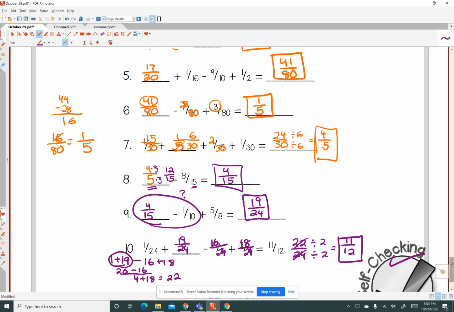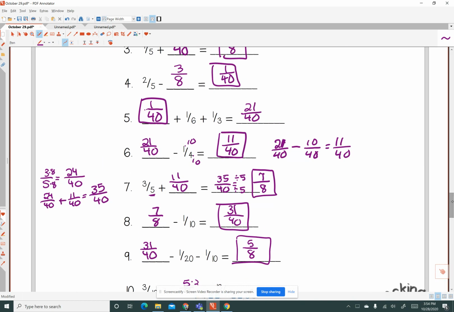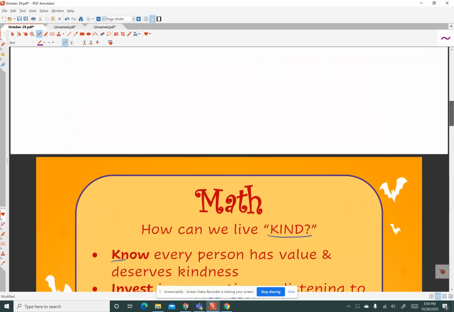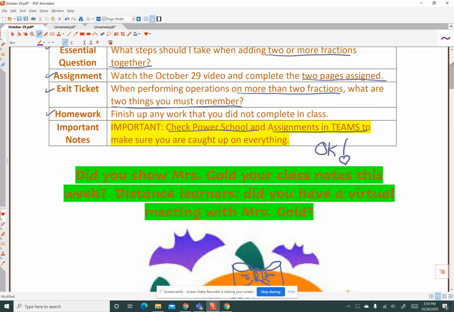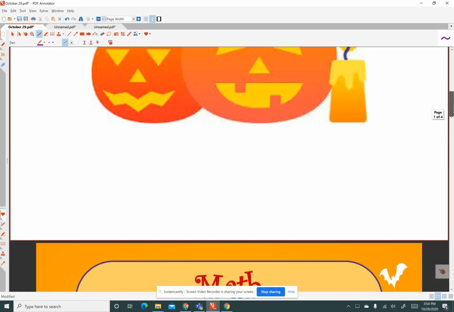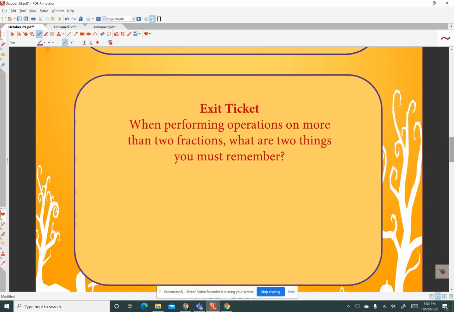Go back and answer the exit slip, and remember, you need those common denominators, and you can only do maybe 2 problems at a time if you have too many. So work on that now. Here's your exit ticket. And keep working hard, and I know as you do, you'll be a star student.